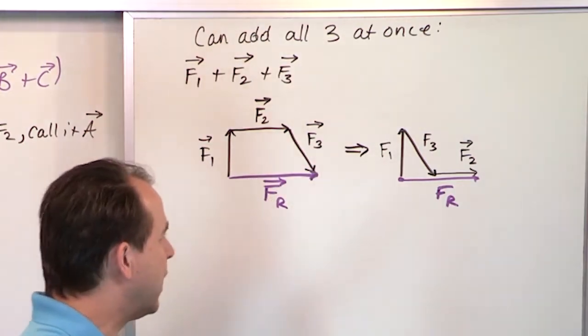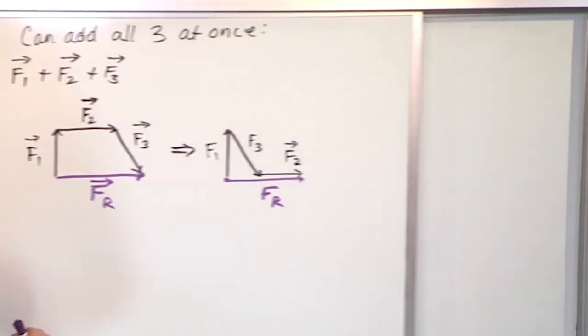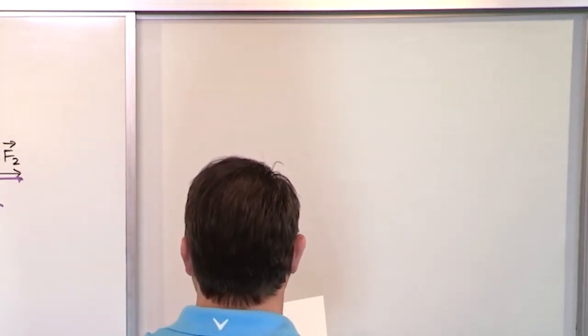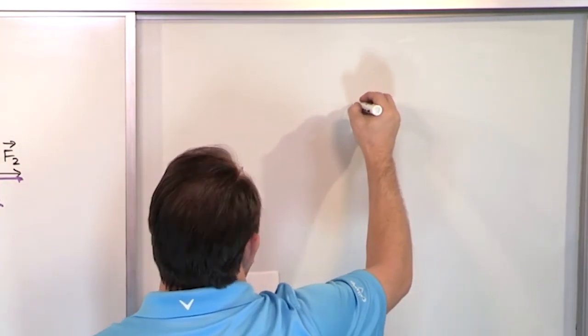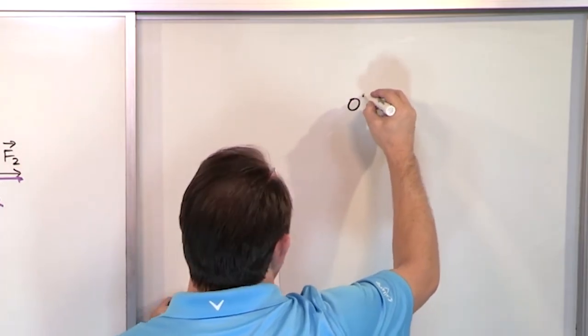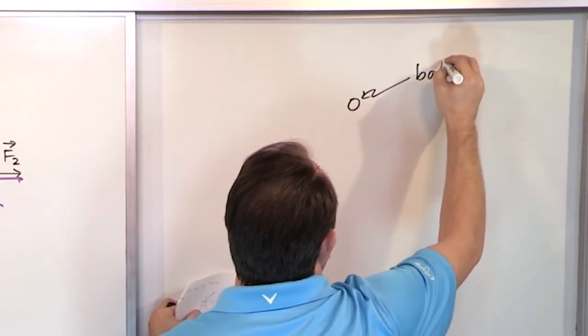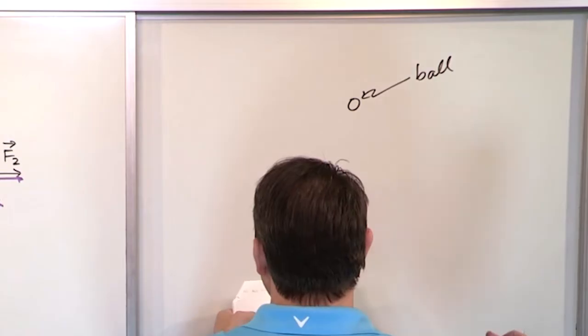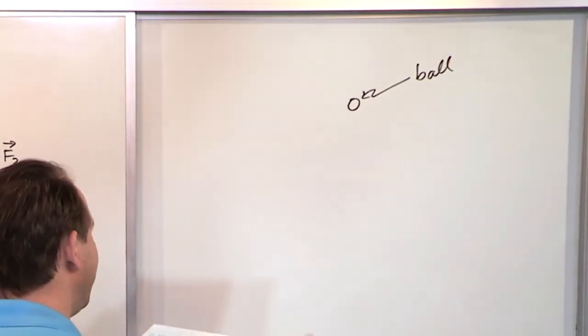So for our final example, because there's not much more to it than this, we are going to do a final addition with a ball, our favorite thing. And we're going to add not 1, not 2, not 3, not 4, but 5 forces to this ball.